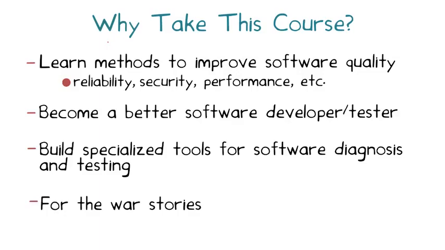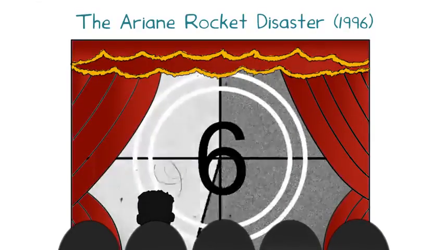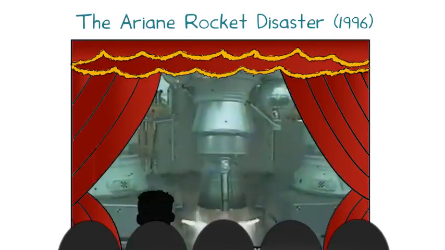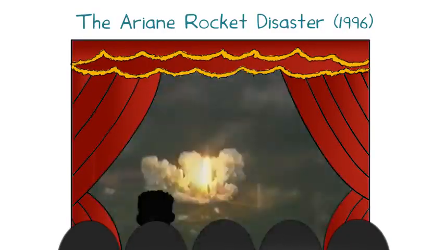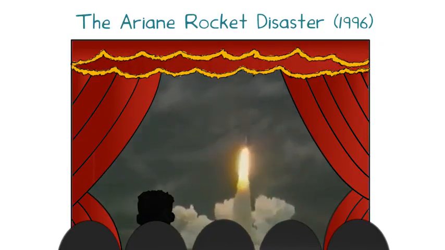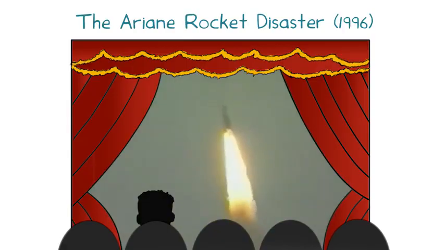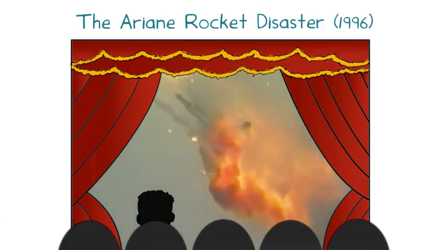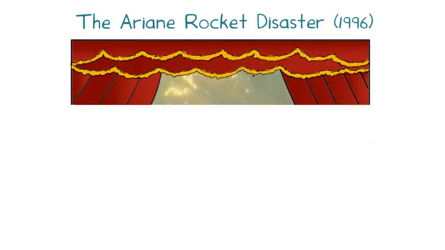But let's face it, you are really here for the war stories. The Ariane rocket disaster of 1996 is a war story of epic proportions. Here is a video of the maiden launch of the Ariane rocket in 1996 by the European Space Agency. Roughly 40 seconds after the launch, the rocket reaches an altitude of 2.5 miles. But then it abruptly changes course and triggers a self-destruct mechanism, destroying its payload of expensive scientific satellites.